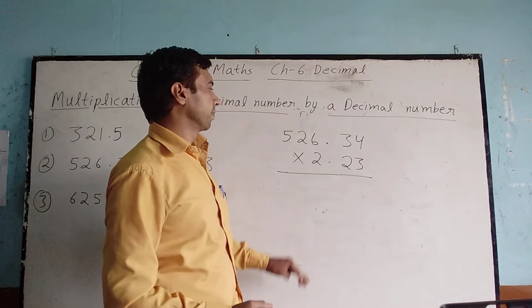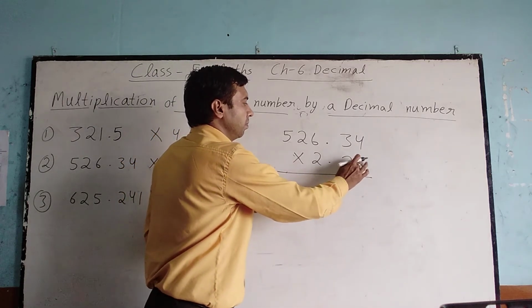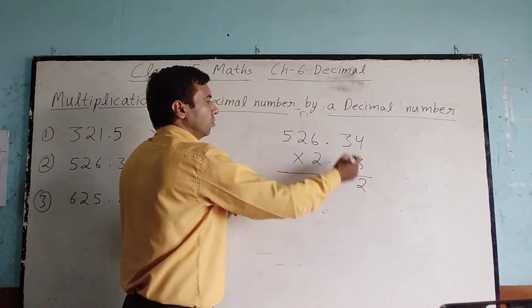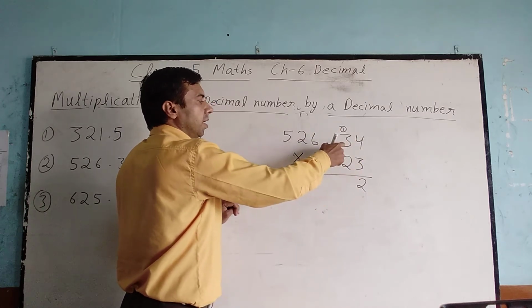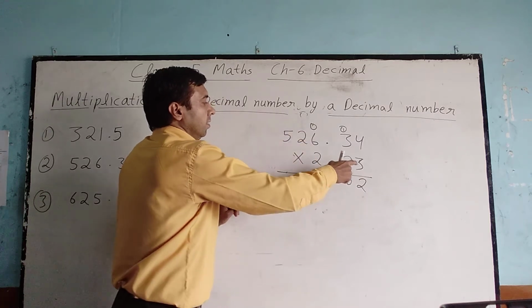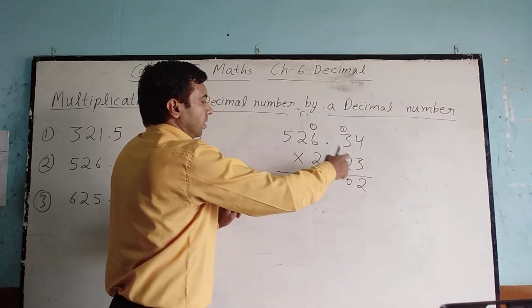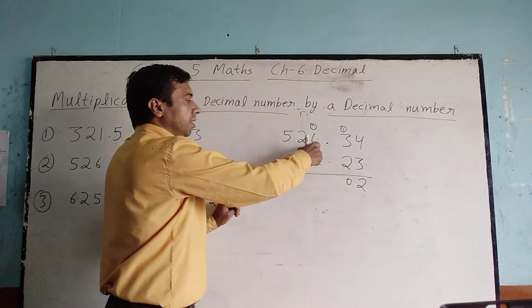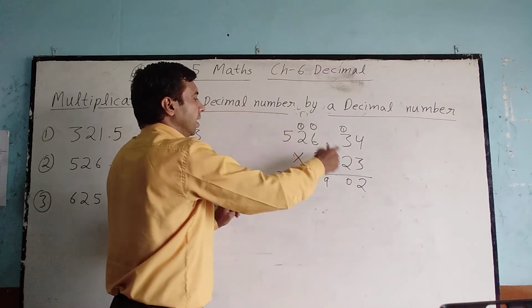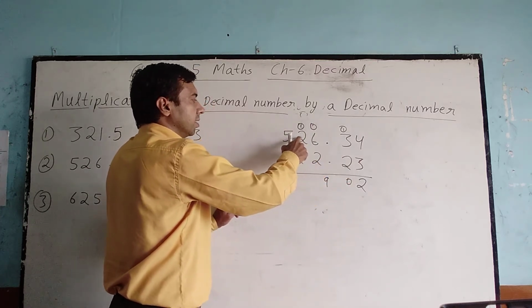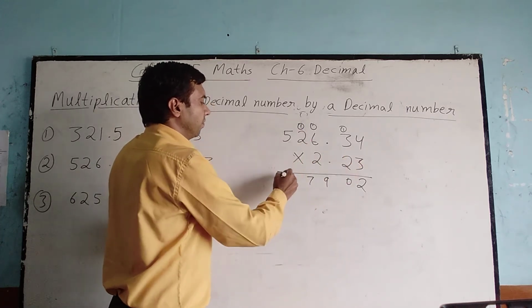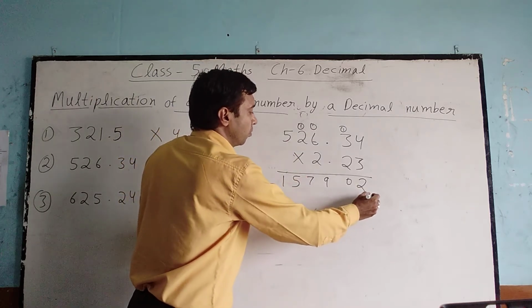Now student, multiply 3 multiply 4, 12. Write 2 here, 1 carry. 3 multiply 3, 9, 9 plus 1, 10. Write 0 here, 1 carry. 3 multiply 6, 18. 18 plus 1, 19. Write 9 here, 1 carry. 3 multiply 2, 6. 6 plus 1, 7. 3 multiply 5, 15. Now put cross here.